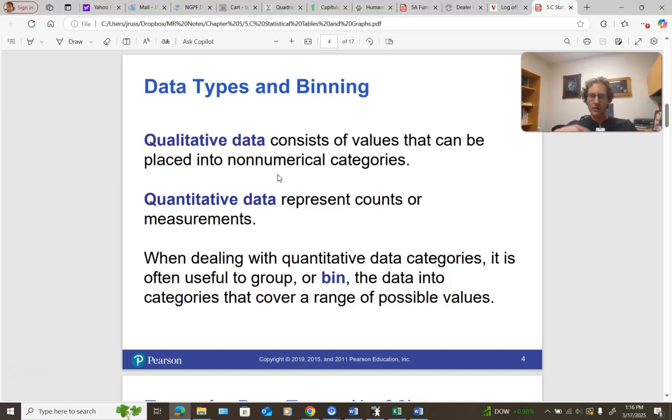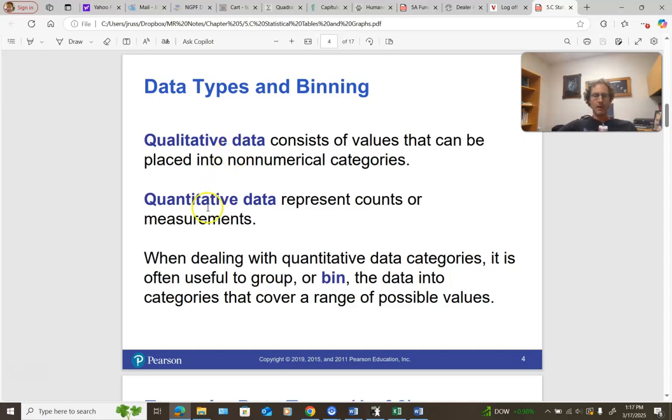Quantitative data, on the other hand, and think of the word quantity. Quantitative data represents counts or measurements. Okay, so these definitely are going to be numbers. It's definitely going to be numerical data. These could be things like the scores on a test, or a person's height, or a person's weight, or the age at which a woman had her first child. Okay, just things of that nature. Another example of qualitative data would be like a person's favorite musical genre.